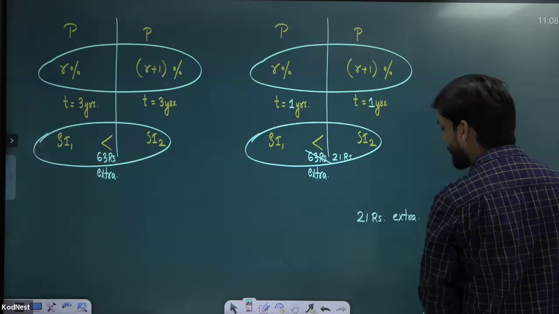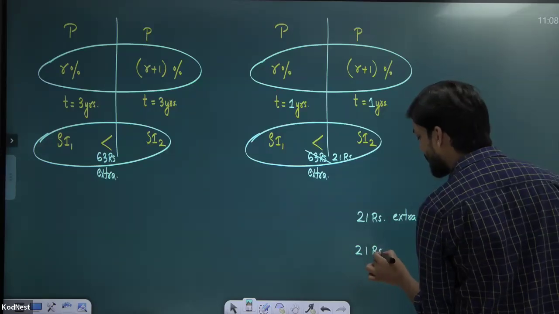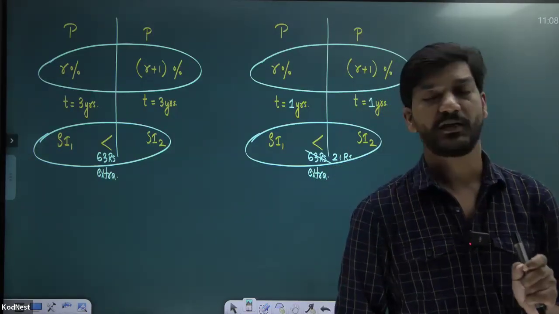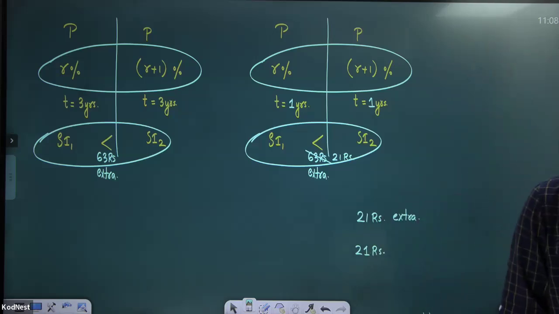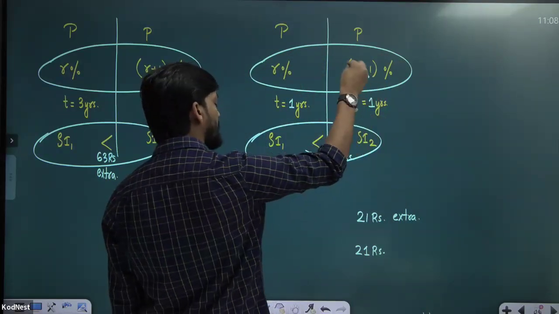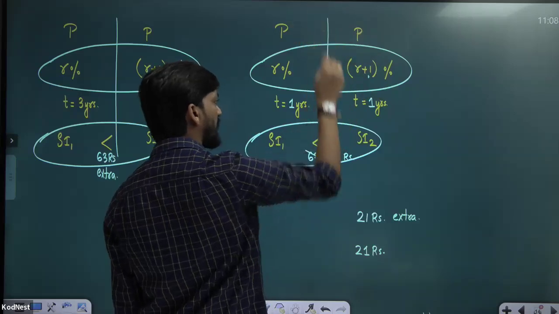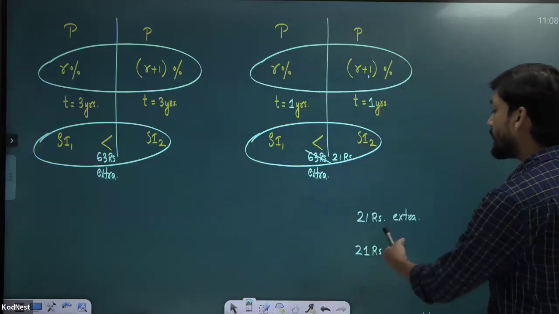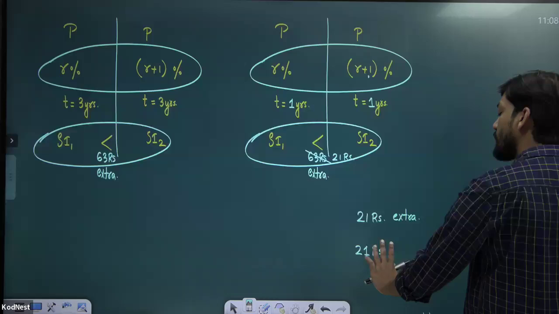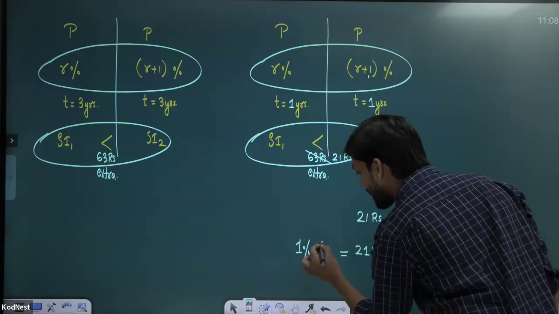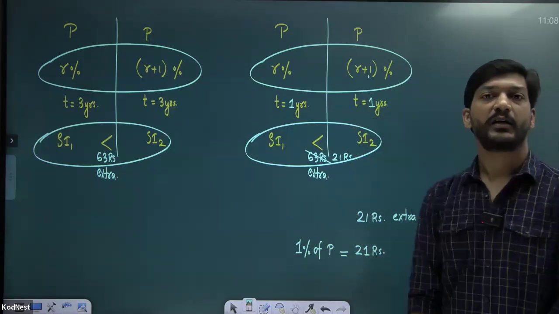Why is he getting this 21 rupees extra? What is the reason? The reason is 1%. That 1% is the reason. My dear, 1% in simple interest is always 1% of the principal. So 1% of the principal is the reason you are getting 21 rupees extra. Your friend is getting 21 rupees extra, and the reason for this is 1% of the principal. Able to understand this?